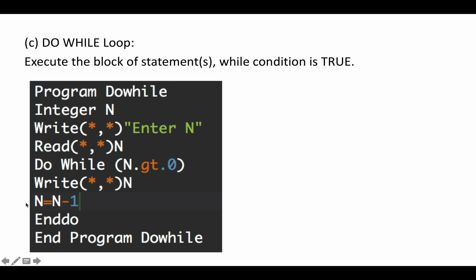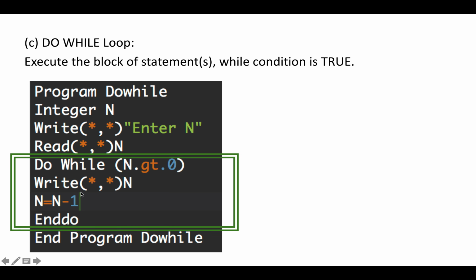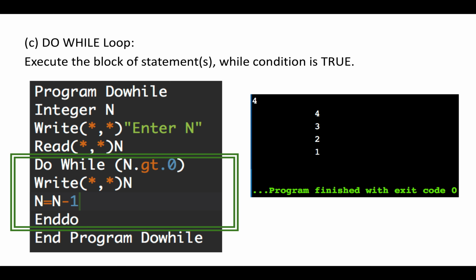So whatever I write inside this do while loop, which is in this green box, we have two statements in the do while loop: write n, and n is equal to n minus 1. So until n is greater than 0, it will keep on executing these two statements depending upon the value of n. Alright, now if I try to execute this program, what is the output?